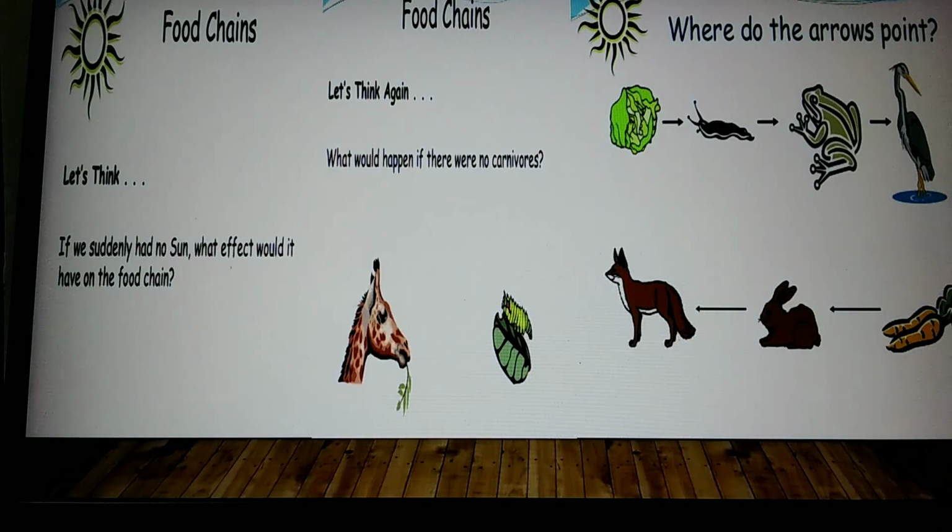Now, think and answer these questions. Food chains: if there is no sun, what is the effect that a food chain will have? Next, again you think, what would happen if there were no carnivores? Now, where do the arrows point?